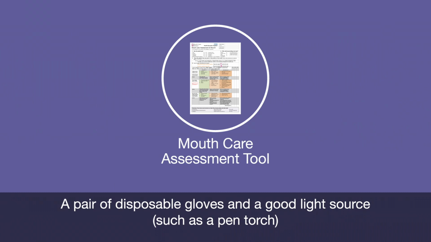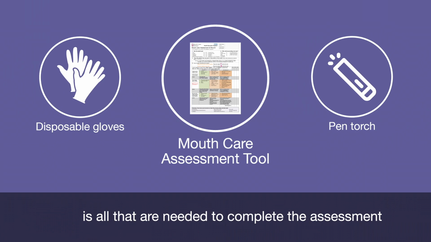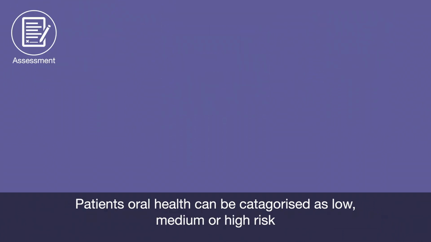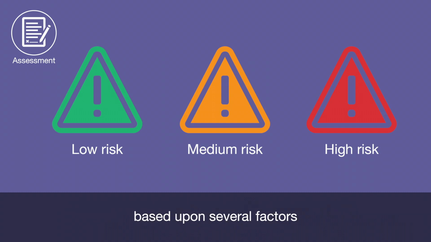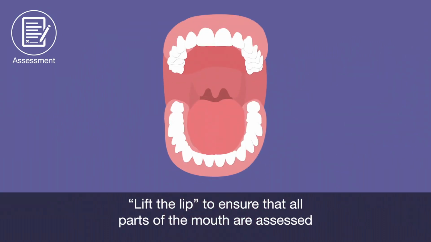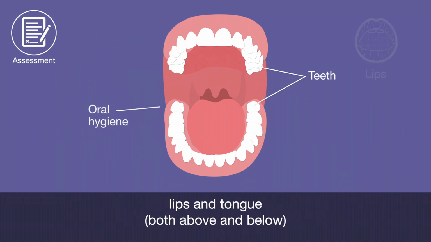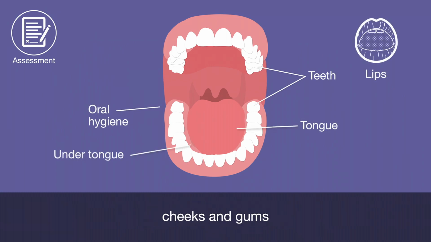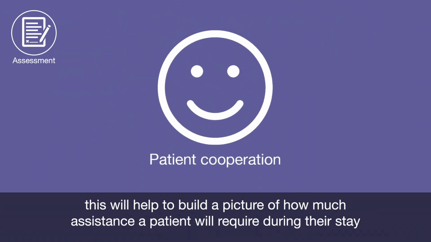A pair of disposable gloves and a good light source, such as a pen torch, is all that are needed to complete the assessment. Patients' oral health can be categorized as low, medium, or high risk based upon several factors, including a visual oral assessment. Lift the lip to ensure that all parts of the mouth are assessed. Look at the teeth and oral hygiene, lips and tongue, both above and below, cheeks and gums. Make a note of patient cooperation. This will help to build up a picture of how much assistance a patient will require during their stay.